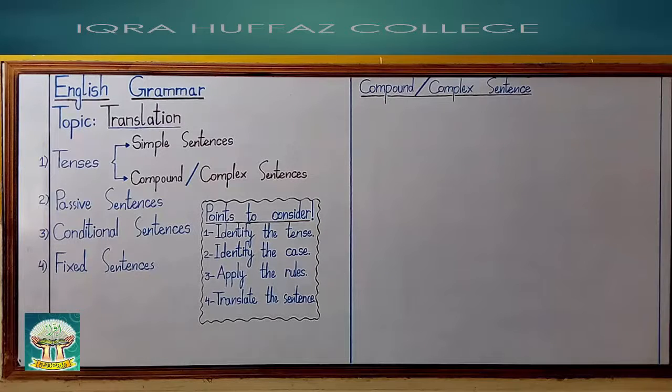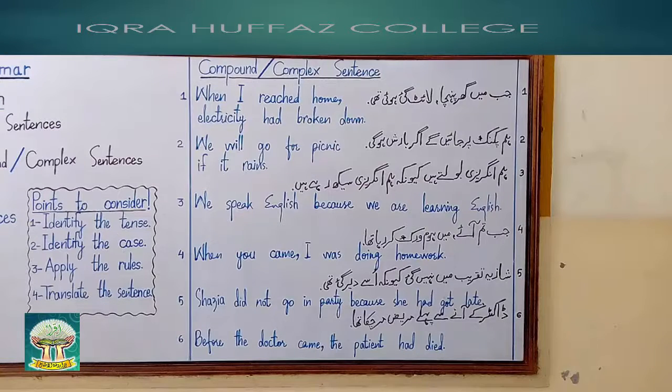But before that, you need to remember these 4 points to consider. Identify the tense, identify the case, apply the rules and translate the sentence. Now I am writing down the exemplary sentences from Urdu to English on the board. Here you are, examples of compound or complex sentences. Number 1, जब मैं घर पहुंचा लाइट गई हुई थी.